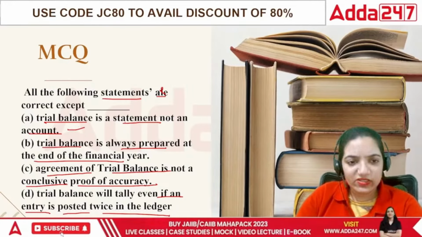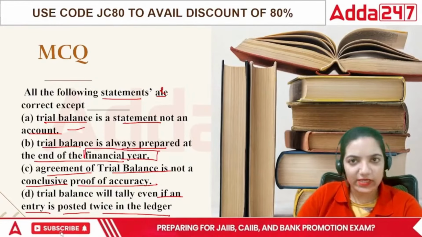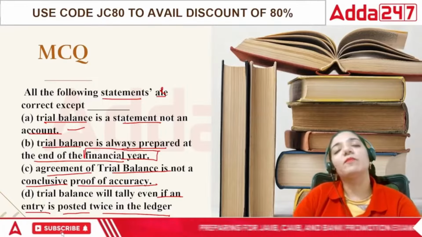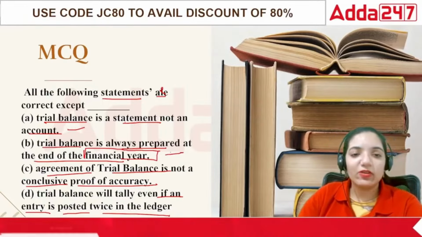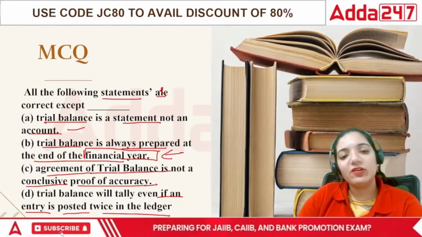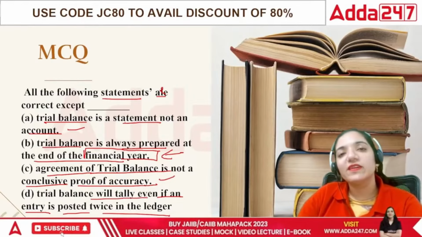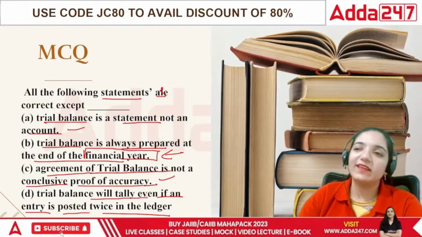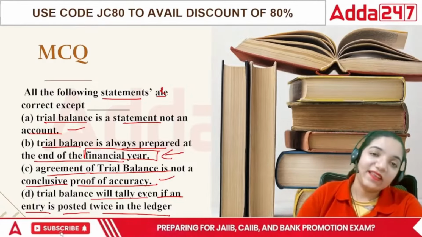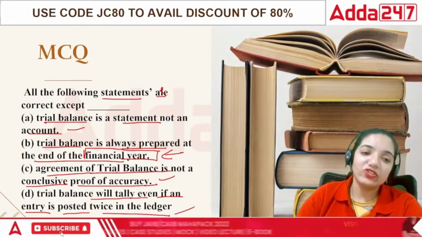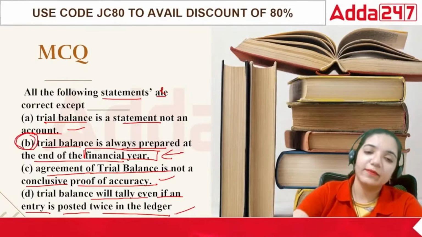There is no such rule that trial balance has to be prepared at the end of the financial year only. It can be prepared before that for interim statements as well. So in this case, I'll go with B, because in C, agreement of trial balance is not a conclusive proof. That is correct. Then trial balance will tally, because once you put the journal entry twice, it will still match, though it's wrong. But when things are recorded properly, then it will match. So in this case, there is only one point which is wrong. That is B.